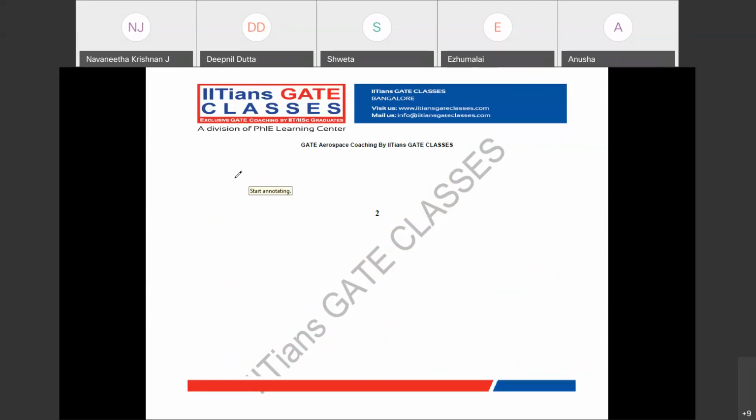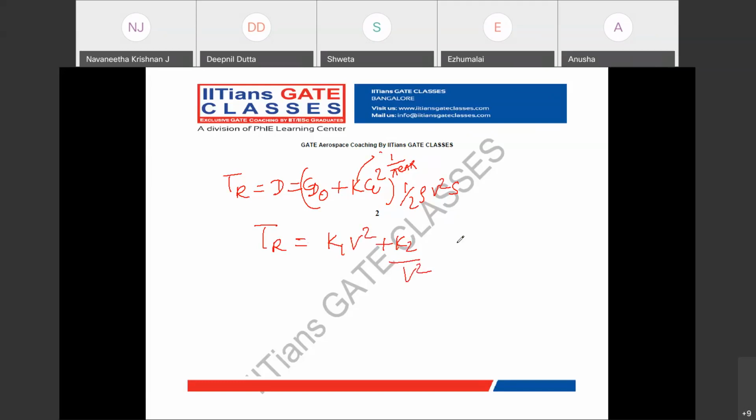So, thrust required is nothing but drag, which is CD naught plus K CL square, where K is nothing but 1 divided by pi E R, times half rho V square S. So we can rewrite this as K1 into V square plus K2 divided by V square, where K1 is CD naught into half rho S, and K2 is K W square by half rho S.